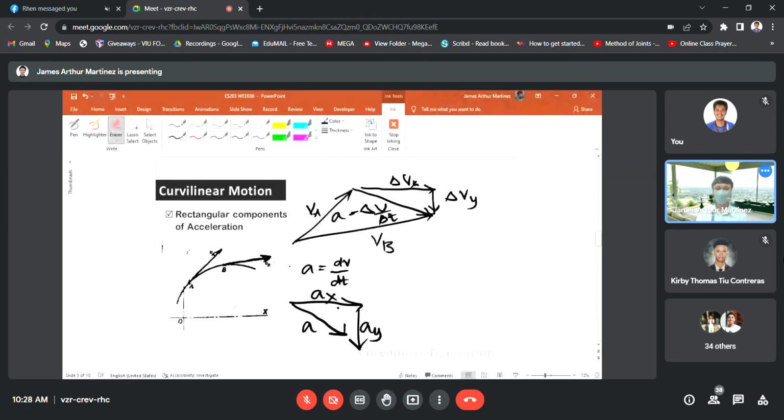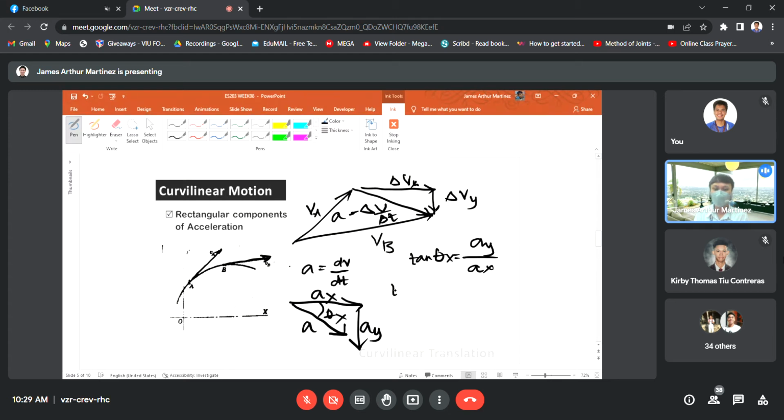Okay? Now, we have this other triangle. And if we get the angle to determine the angle of inclination of your acceleration, it is the same tangent function. So by trigonometry, tangent of angle theta with respect to x would be equal to Ay over its adjacent, with Ax as your reference angle side.